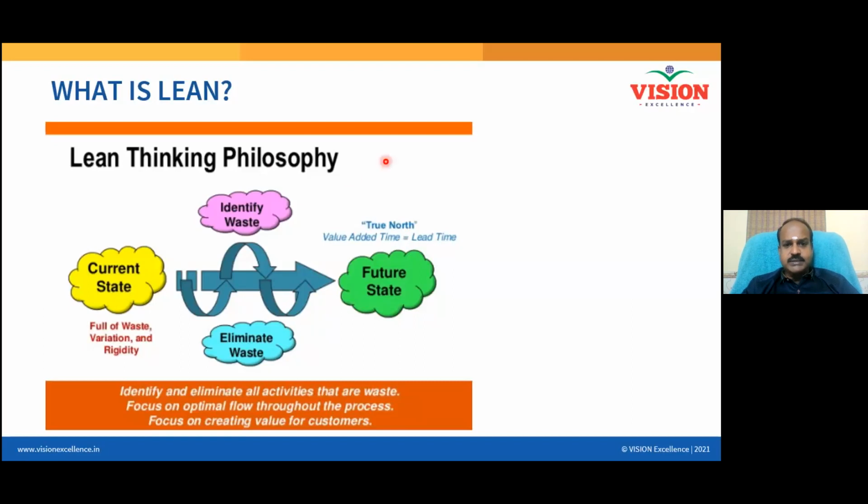See here, a process from the old state is converted into a future state or a new state after application of lean principles and thinking. What is that lean thinking? We identify all the wasteful activity and then eliminate it. When I identify and eliminate the wasteful activity, elimination of wasteful activity will improve your performance in the useful activity. Am I right? Elimination of wasteful activity will improve your performance on the useful activity.